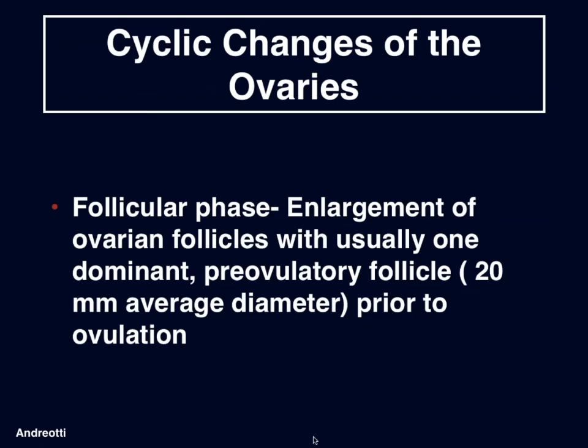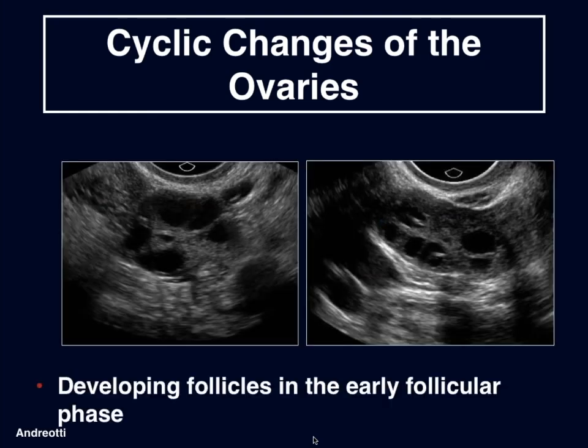First, let's look at cyclic changes of the ovaries. Within the follicular phase, under the influence of follicle-stimulating hormone, multiple immature, less than 1 centimeter follicles are seen in the early follicular phase before day 10. So there's enlargement of ovarian follicles with usually one dominant preovulatory follicle, which averages about 20 millimeters prior to ovulation. So here we can see these multiple developing follicles within the early follicular phase.